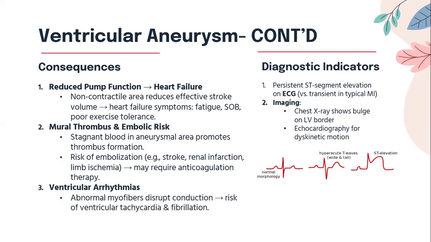Next, imaging such as a chest X-ray and echocardiography for dyskinetic motion. With imaging, a bulge on the left ventricular border can often be seen on the chest radiography, and echocardiography can provide a more detailed view showing the dyskinetic or aneurysmal movement of the left ventricle.